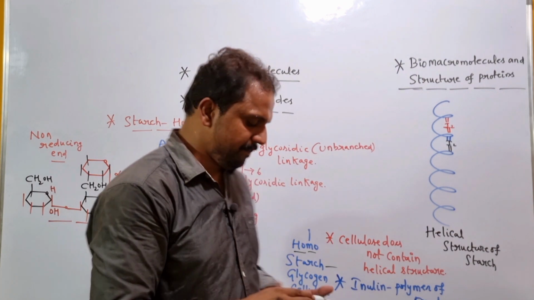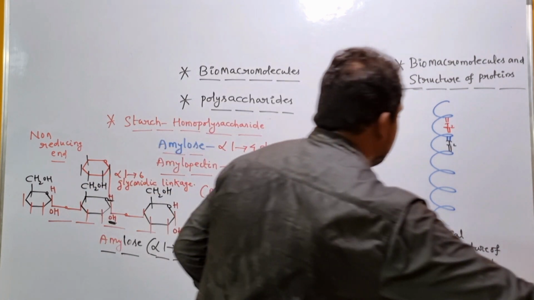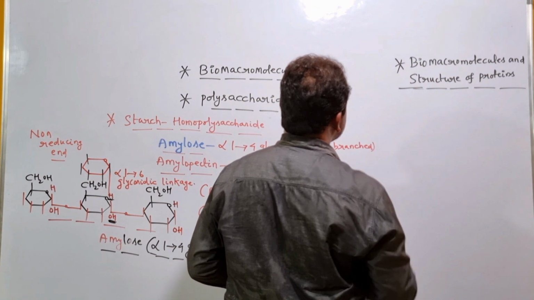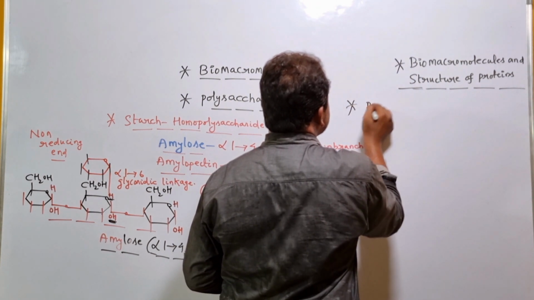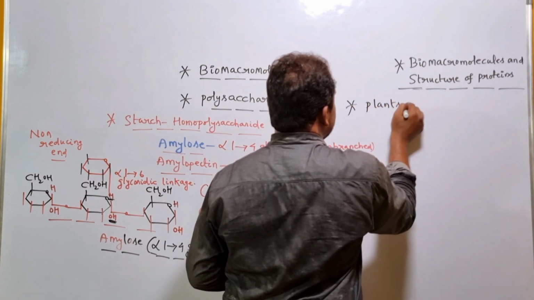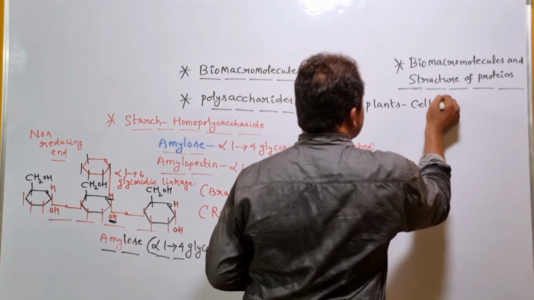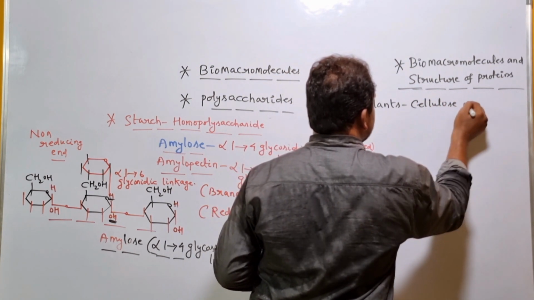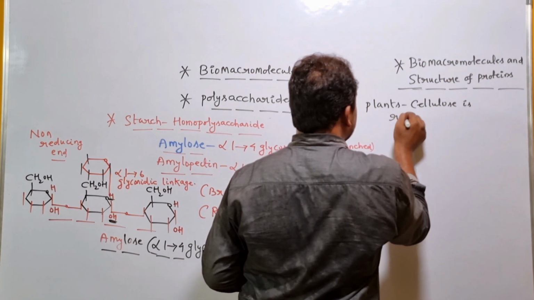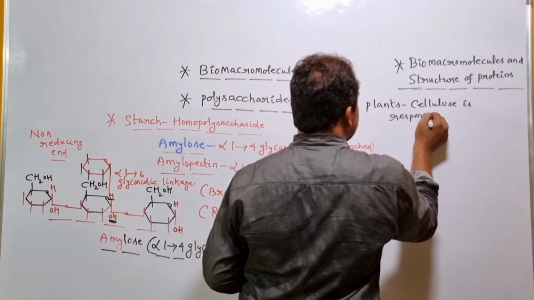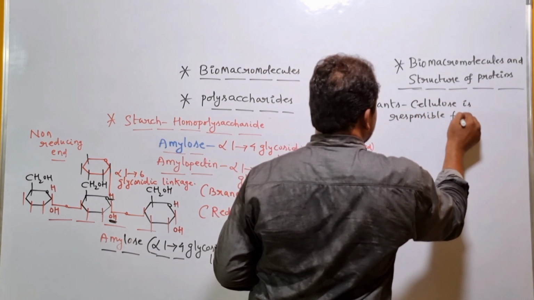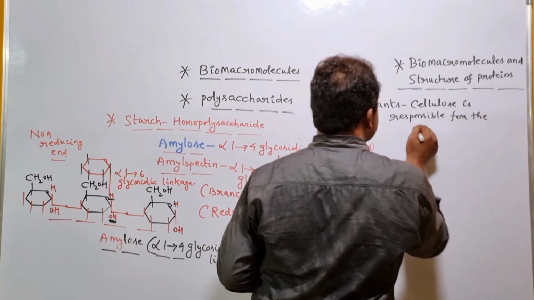Is it clear? So in the case of plants, cellulose is responsible for the formation of the cell wall.